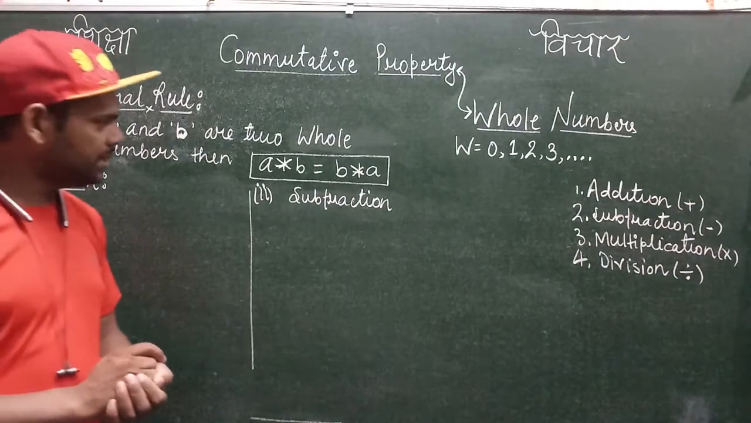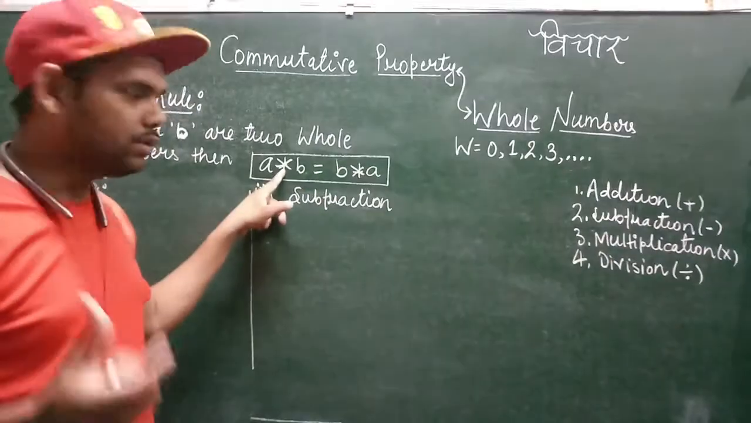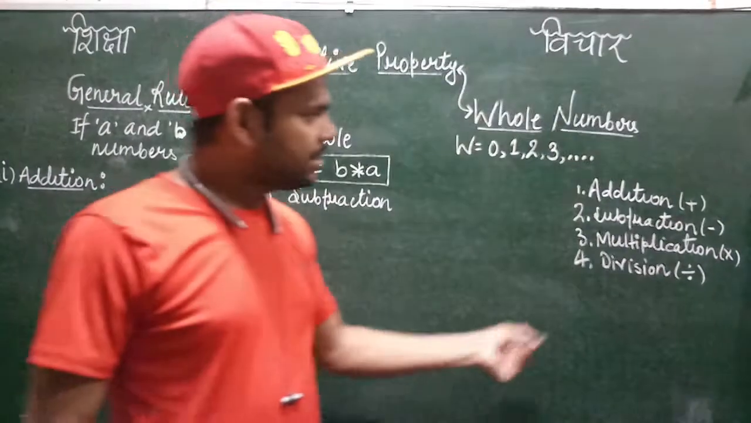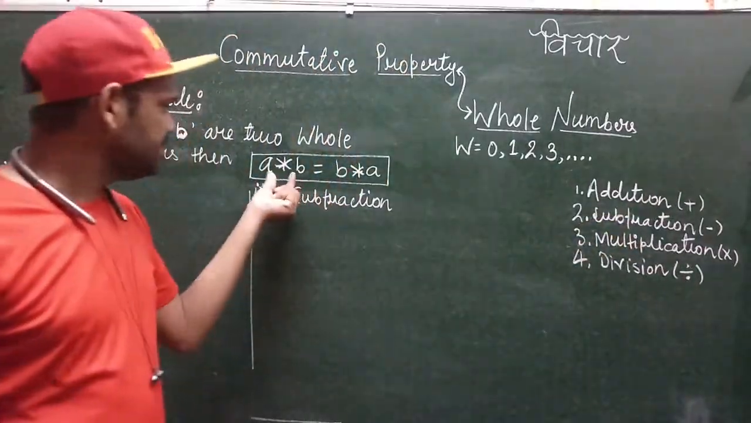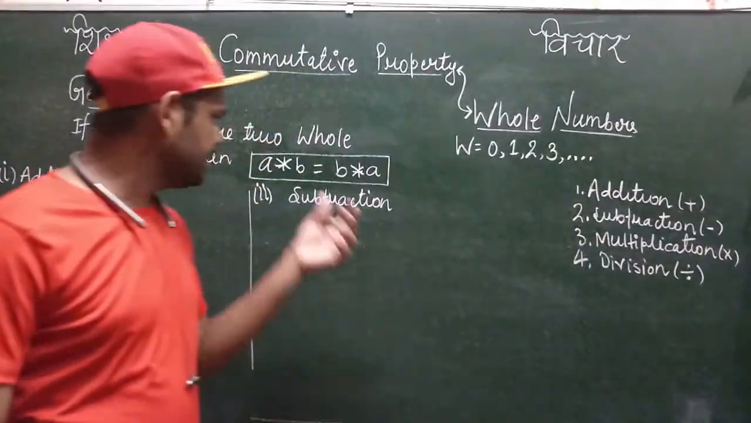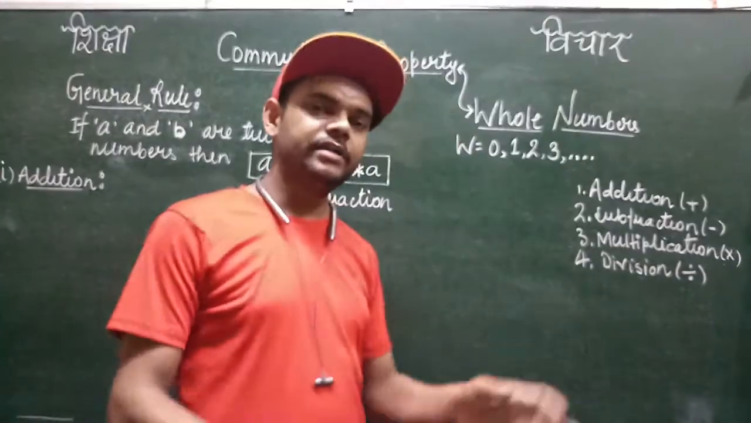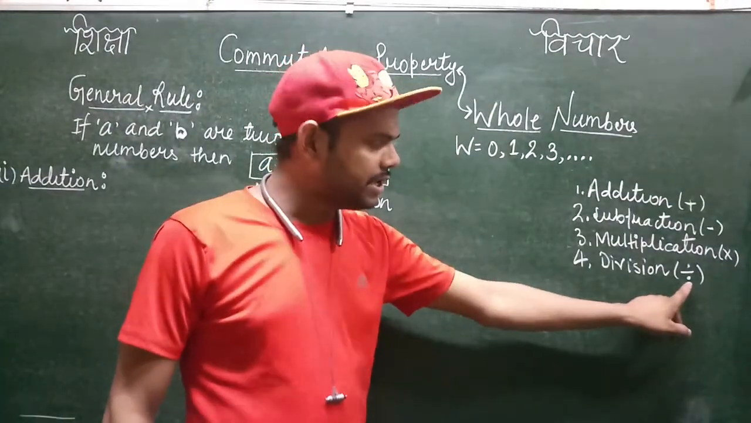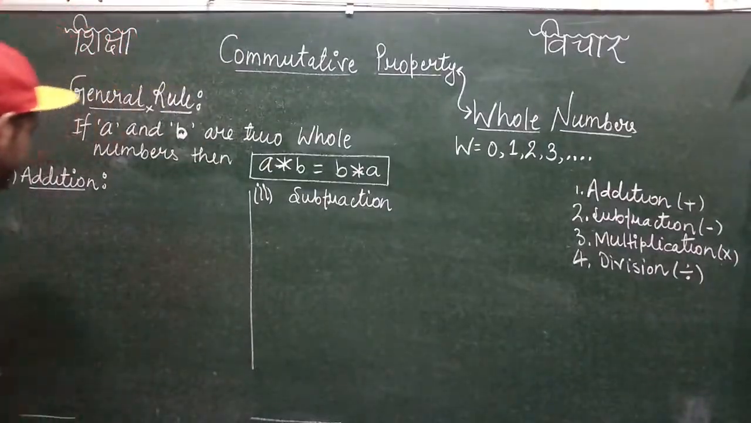One more thing that should be discussed here is the star. This star may be somewhat confusing for you. This star will be converted into the plus sign in the case of addition. The same star will be converted into minus in the case of subtraction, into the multiplication sign in the case of multiplication, and finally into the division sign in the case of division.